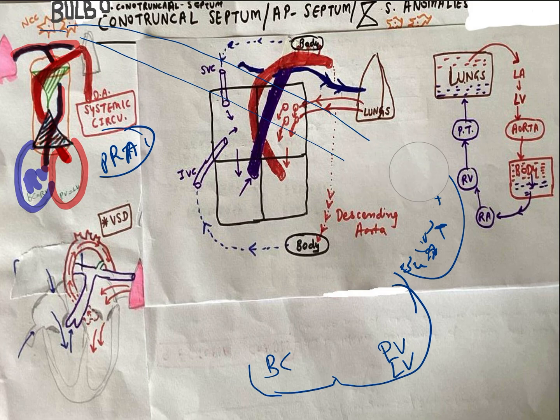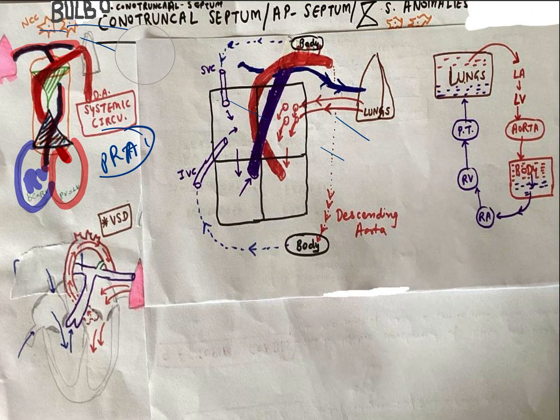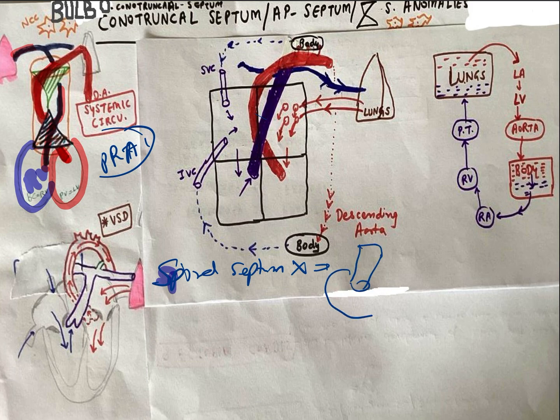If by any means this spiral septum is not formed, then what will happen? This truncus arteriosus will not divide into two parts. It means the right ventricle as well as the left ventricle open into a common chamber, which is the truncus arteriosus. Hence, it is known as persistent truncus arteriosus.